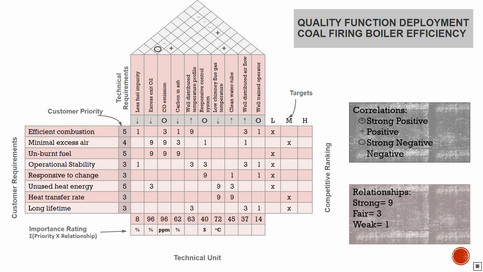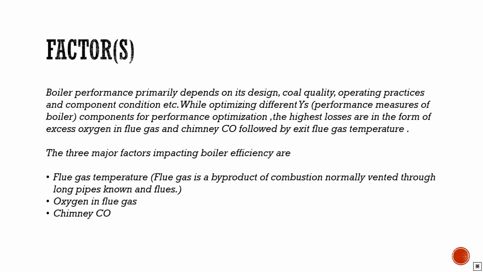So we turn it into a technical requirement, meaning that we want to reduce the excess O2, where the O2 is not taking place in the combustion. So we want to eliminate or reduce it. We find out from the QFD diagram that there are a few major factors that can probably impact the boiler efficiency, which are the flue gas temperature, excess O2 in the flue gas, and the emission CO.